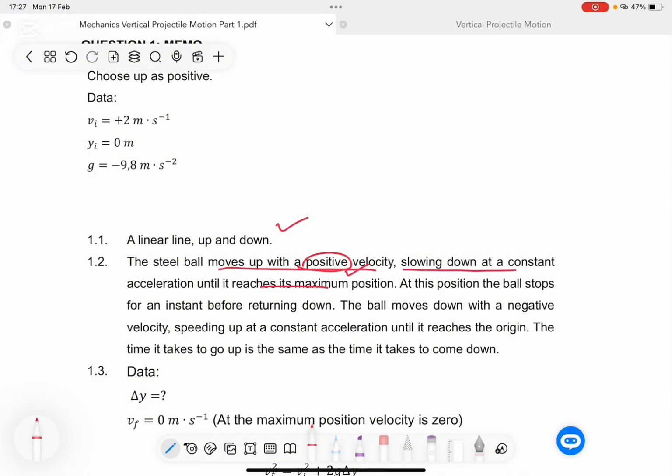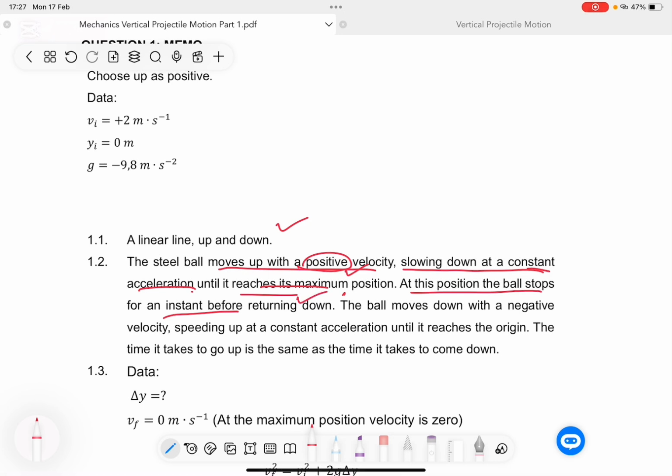And the important things are that it slows down at a constant acceleration, really, because it slows down at a rate of 9.8 until it reaches the maximum height. Now, the other point will come, or mark will come, from the fact that you'll say at the maximum height, it stops for an instant, right? Very important to say it stops.